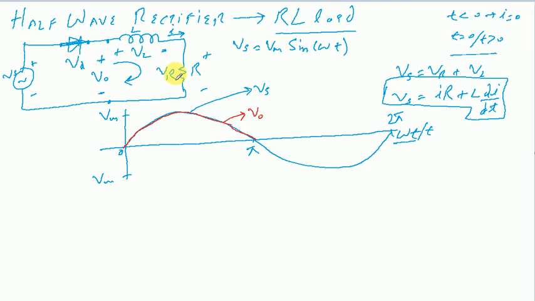Now since the current cannot instantaneously rise to a maximum value, and it will gradually rise to a maximum value, it will not follow this path. It will very slowly rise to another maximum value.